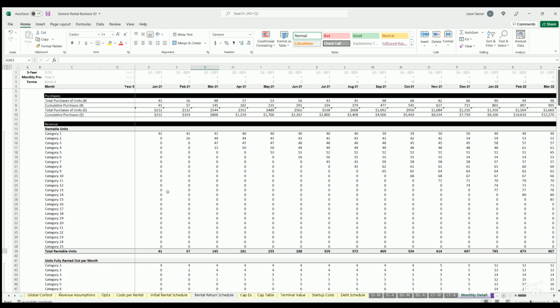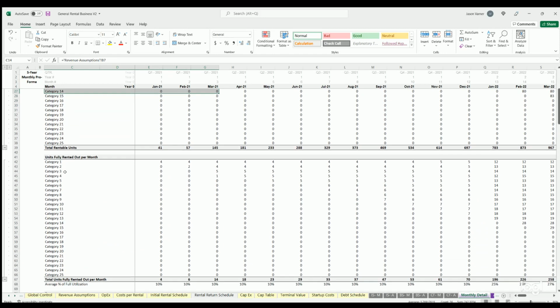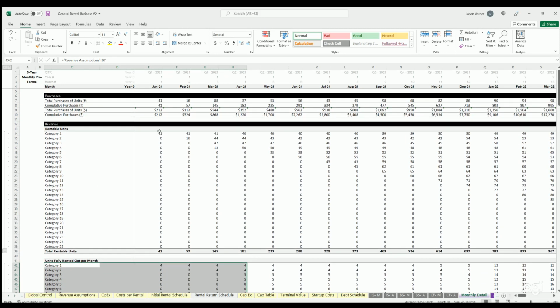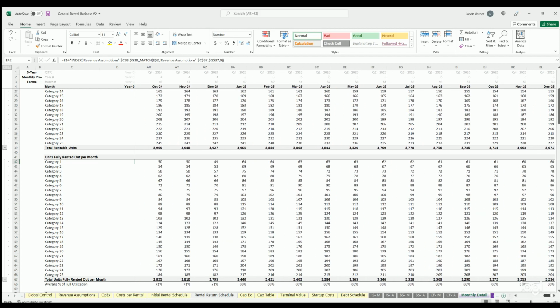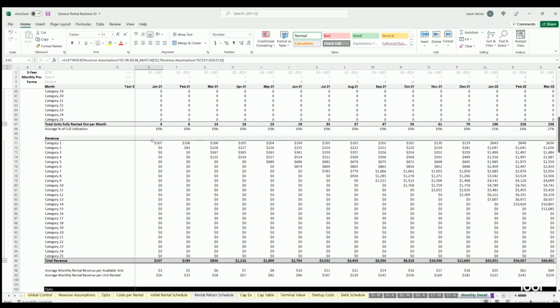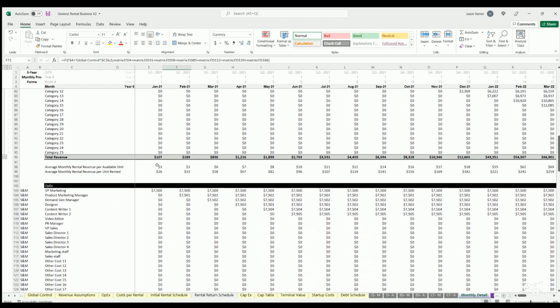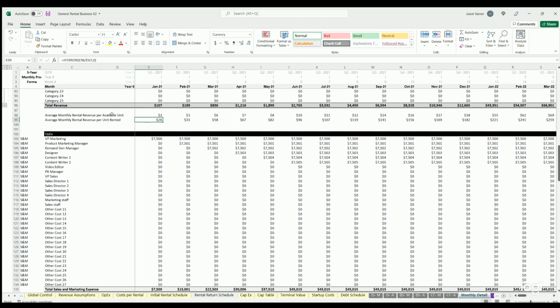And this will flow. You can see the monthly detail here. You can see purchase units, cumulative purchase number, total purchase cost, cumulative purchases, and then here's the rentable units, units fully rented out per month. So there's the utilization. You can see it's 10% at the beginning for this first one, and then it changed over time. Then based on that, you can see the actual rental revenue, average monthly rental revenue per available unit and per unit rented. So this difference is kind of how much you're losing on essentially underutilization. There's also a nice visual for that.